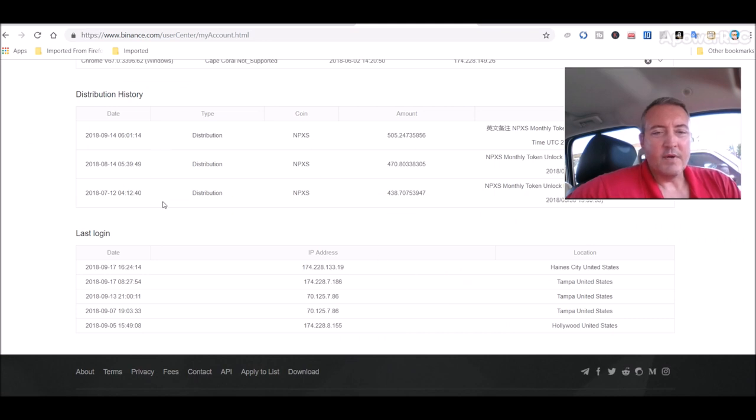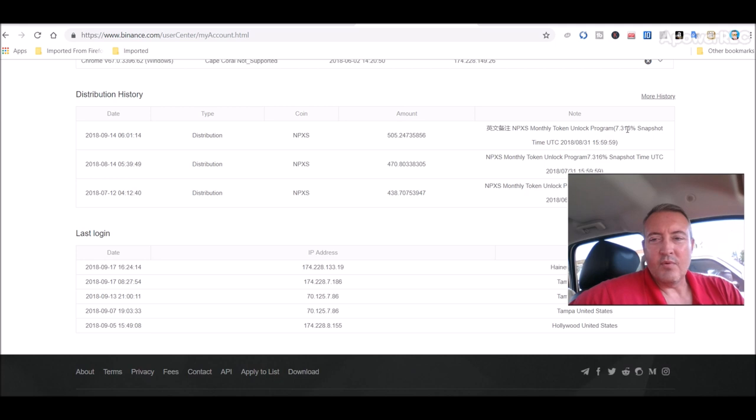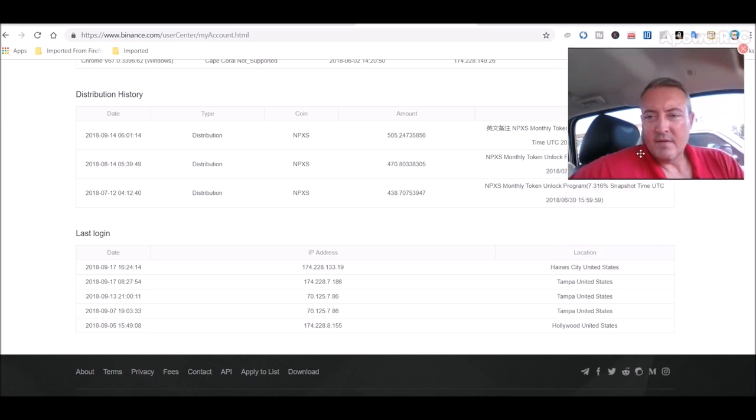And this is the third month in a row now I've gotten a payout, and they progressively are getting more and more. So you can see here I started at 438, then went to 470, and I just got one for 505. The reason is it's 7.3% of however many coins you're holding at that certain time. So I got 74.11 now.